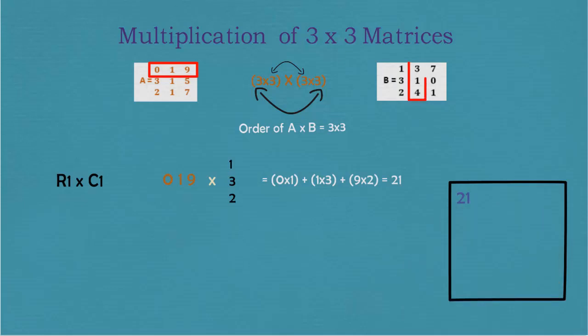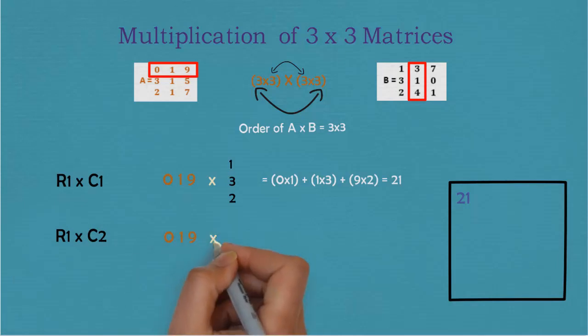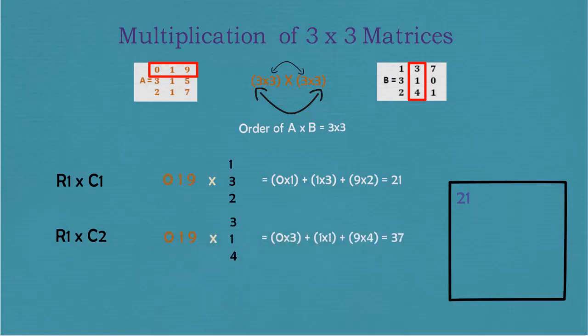Now multiplying the first row with the second column of matrix B. So 0, 1, 9 multiplied by 3, 1, 4. So carrying out the element wise multiplication, that is equal to 0 times 3 plus 1 times 1 plus 9 times 4, and that is equal to 37. So what will be its position? Its position will be 1, 2, that is first row and second column. For the same reason, because we have multiplied the first row with the second column. So putting 37 at its position.